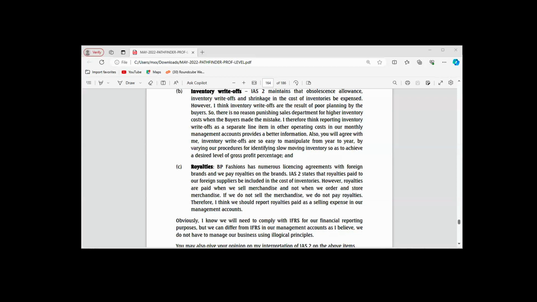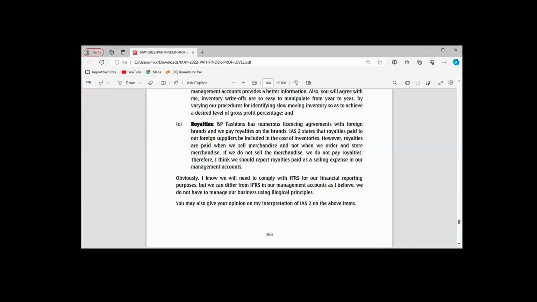So I'm saying that inventory write-off should be expensed in line with the provisions of IAS 2. This is because there's no justification, as stated in this exhibit, that the inventory write-offs are attributable to poor planning by the buyers. Just because you think the buyer didn't plan well, that's why the inventory was written off, what is the convincing reason? So IAS 2 should be followed.